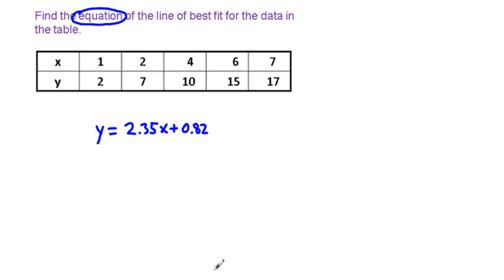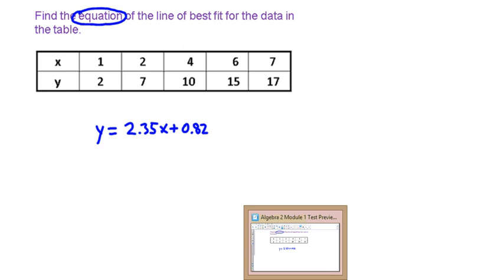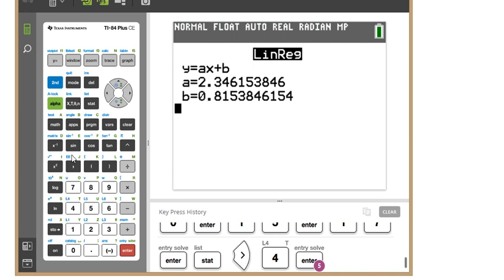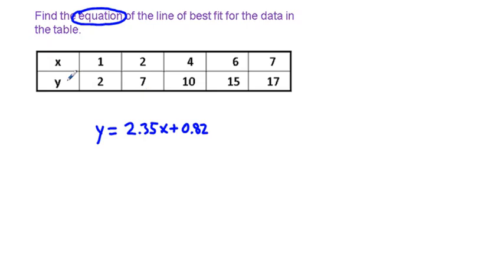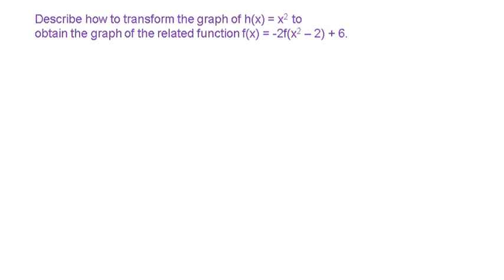1, 2, 4, 6, 7. I'm going to make sure the points look right. I'll go back to my table. Stat, edit. 1, 2, 4, 6. Yeah, that looks good. And it's not asking us to make a prediction based on that or anything. That's going to be it, essentially, on it.